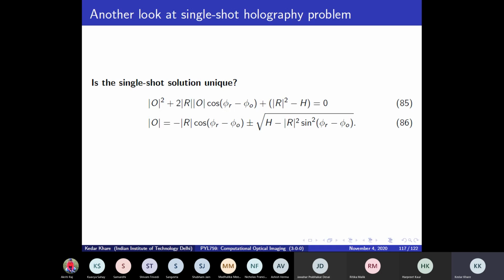I can pick any phi O as my phase pattern, and I plug it into this equation. I know my reference beam. I can take a completely random phase, white noise kind of phase, and plug it into equation 86. I already know my reference beam phase and amplitude. And so for any random choice of phase function phi O, I will get one amplitude as a solution. And so that magnitude O and that phase of O that I have selected will perfectly satisfy my interference equation.